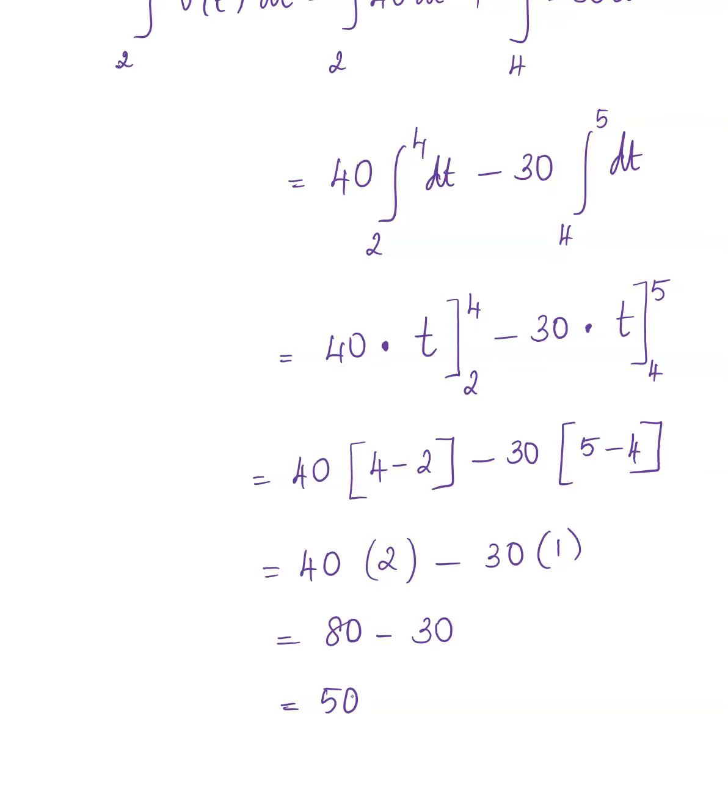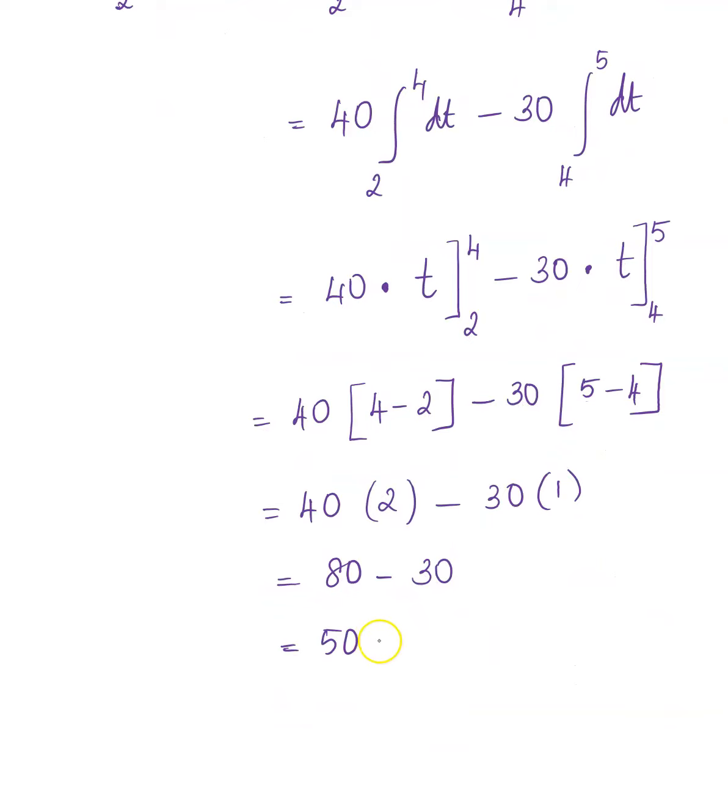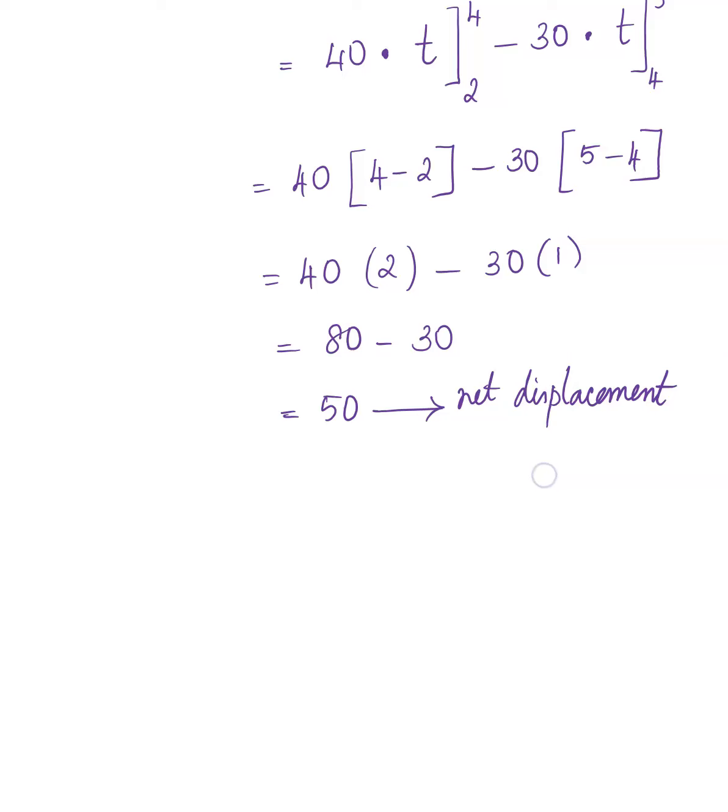Now notice again, we didn't do the absolute value. Therefore, this 50 corresponds to the net displacement. You'll hear me repeat this several times. Please bear with me because I'm trying to remind you over and over again that if you use the definite integral directly, you get the net change, the net displacement. Now, if I want to find out the total displacement, anyway, coming back to this 50, let me quickly interpret this.